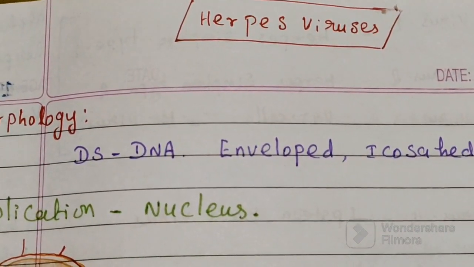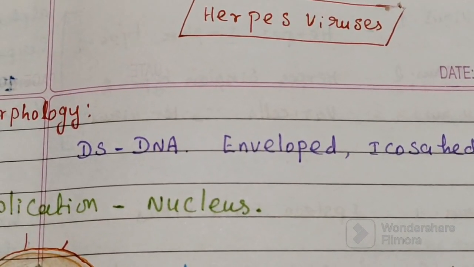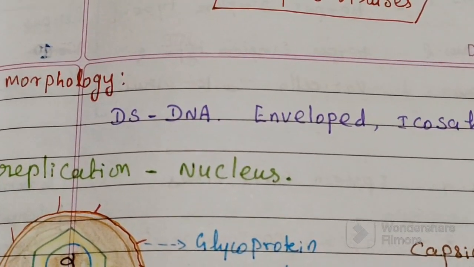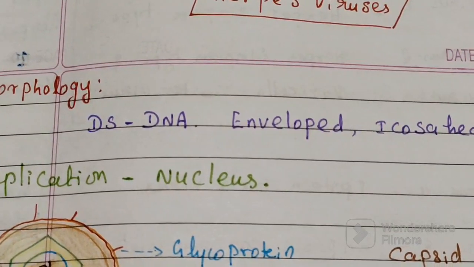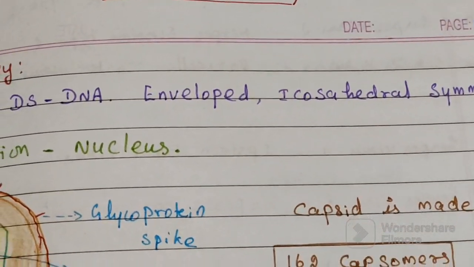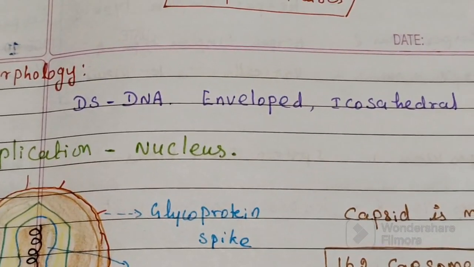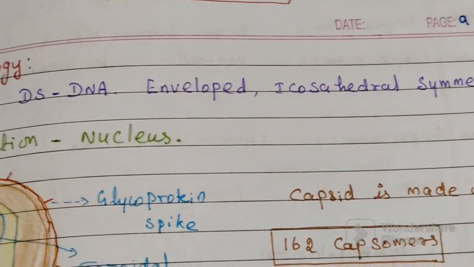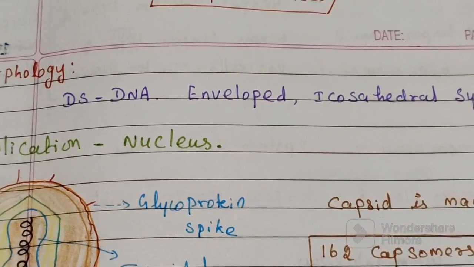In this video, we'll discuss herpes virus. What is the morphology? It is a double-stranded DNA virus, enveloped, with icosahedral symmetry. Replication takes place in the nucleus.